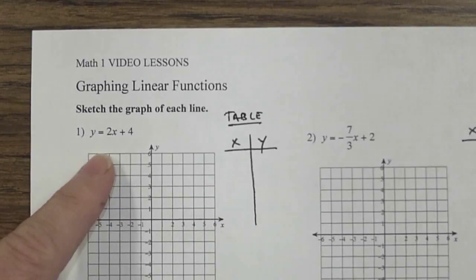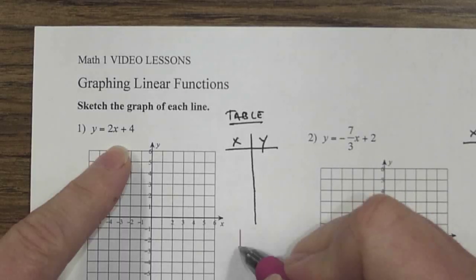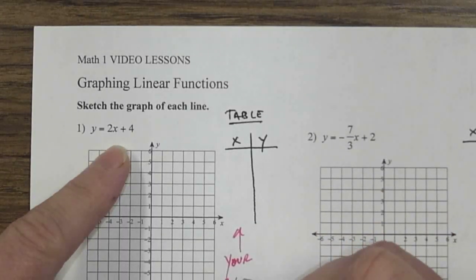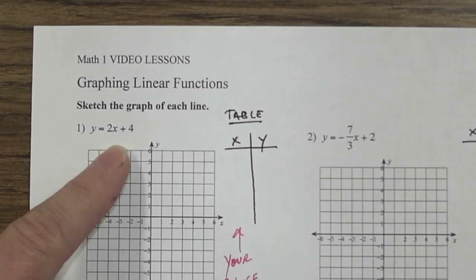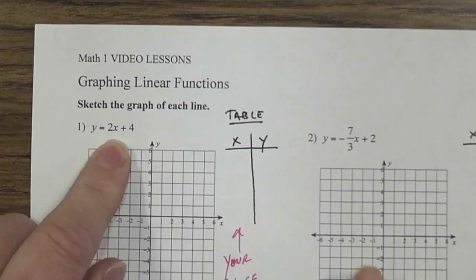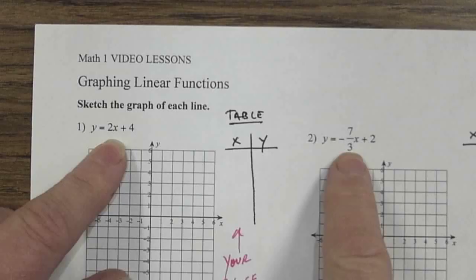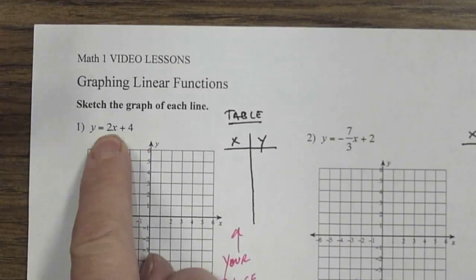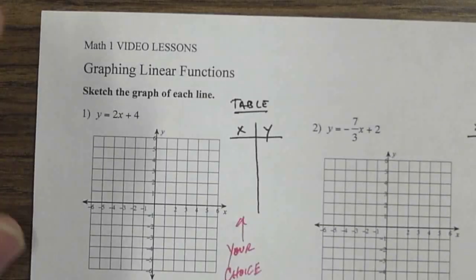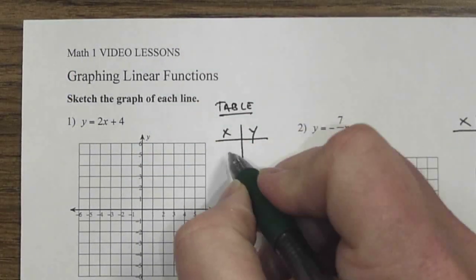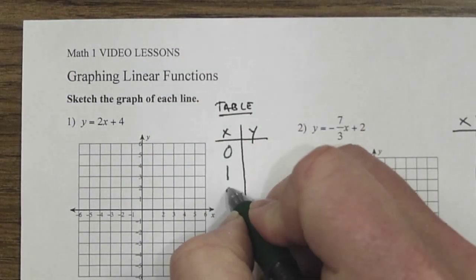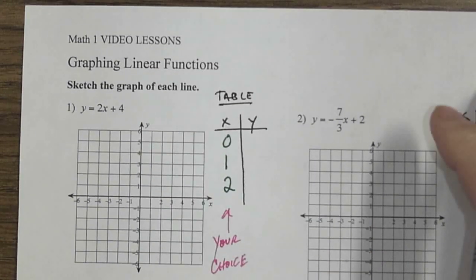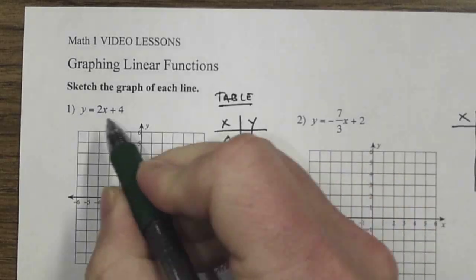Now, the key with this is my input, my X. Whatever those numbers are is your choice. Pick good ones. Okay, now problem 2 has a fraction, so I'm going to have to be particular there. But problem 1, I have a 2. I just need to pick easy numbers. So my easy numbers here are 0, 1, 2. Maybe some negatives would be appropriate, but 0, 1, and 2. And all I'm going to do is plug these in.